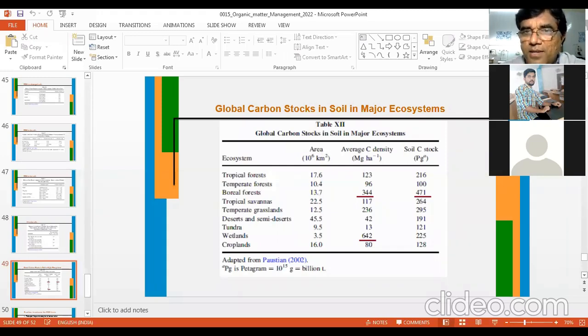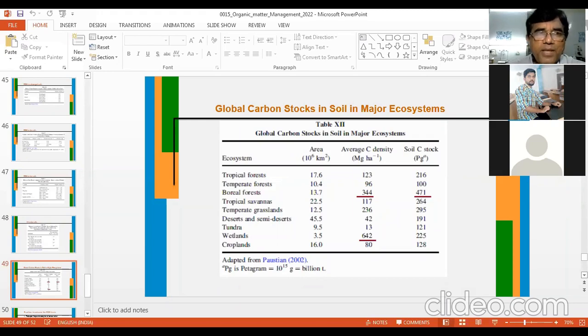Megagram means tons per hectare. So you can see the wetlands. Here, rice or paddy soils are representative. They are not, in the truest sense, wetlands, but they are representative of the wetlands because they are submerged or flooded lands. So you can see in wetlands, you get 642 tons per hectare of carbon density. Highest, maybe almost double that of the boreal forest.